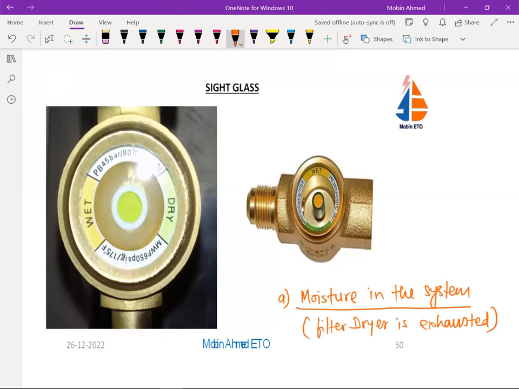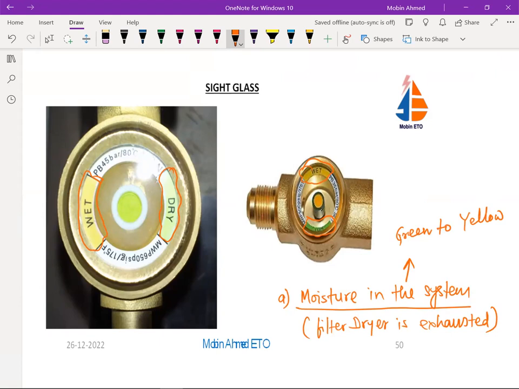So moisture is there. Now if the moisture is there, the color will change from green to yellow. I hope it is very clearly given. It is dry here. You can see it is green and it is written wet. Wet means it has moisture. Here also you can see it is written wet and dry. If it is dry, it is green, and if it is wet, it will change from green to yellow.